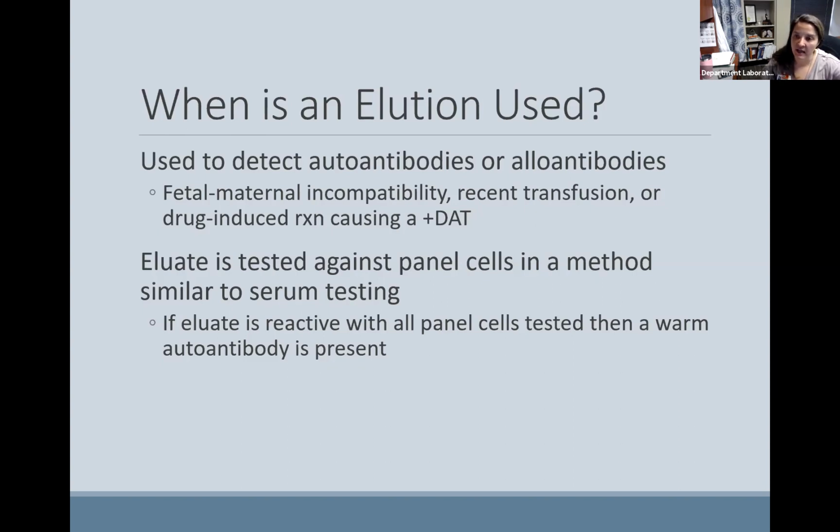We will do elutions in a transfusion reaction workup when the DAT is positive to determine what is coating patient cells. And we will do elutions when a drug-induced reaction is suspected. Anything that involves a positive DAT results in an elution. Then the eluate is tested against the panel cells. It can be the same panel that you performed your initial panel on if your IAT is positive. If your eluate is pan-reactive, meaning that it reacted with every cell and the autocontrol is positive, that typically indicates a warm autoantibody.